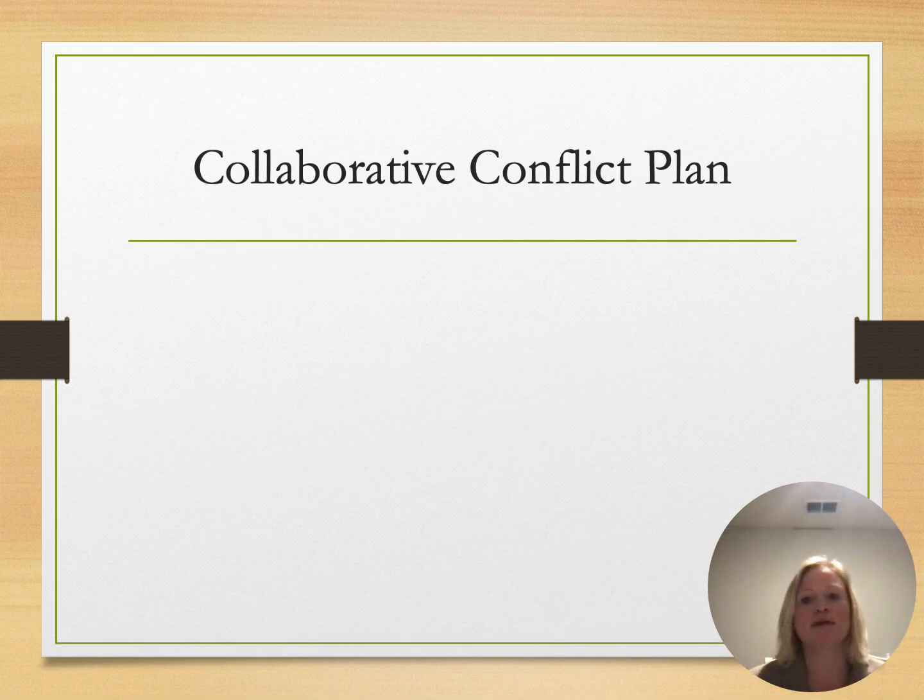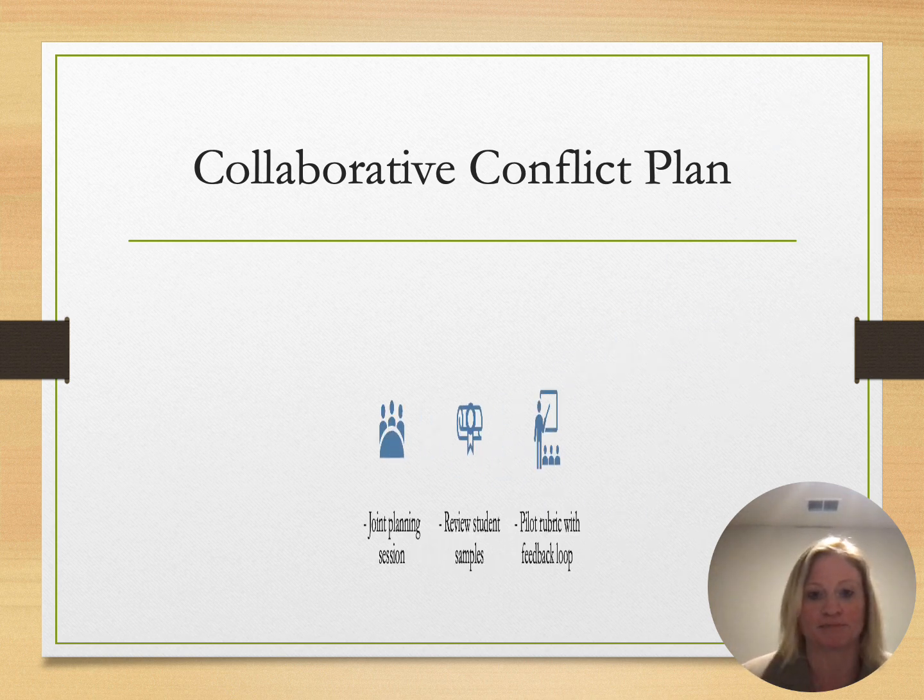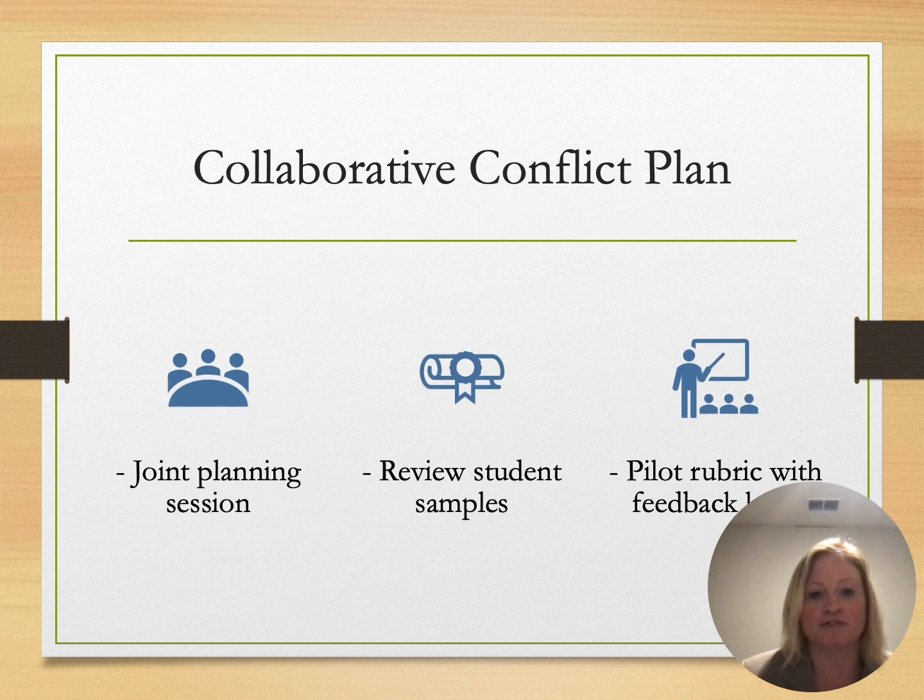By analyzing past work and piloting the rubric with current students, we work on a collaborative conflict plan. And that involves joint planning, reviewing different kinds of student samples that have been submitted, and talking about the rubric and giving professional feedback on how we can move forward.